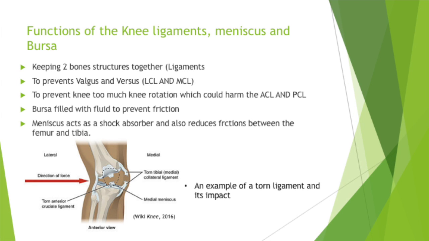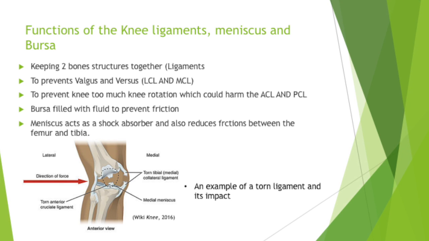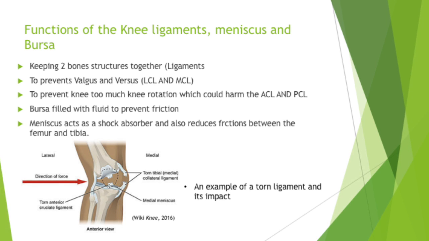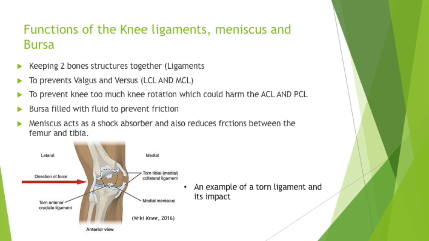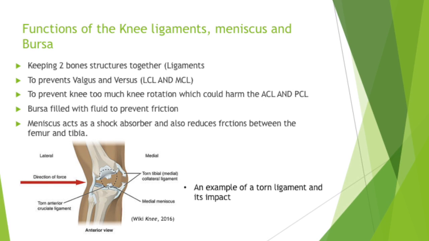Now we're going to talk about the functions of the ligaments, the meniscus and the bursa. As you can see in this picture, you can see how important the ligaments are. It keeps the two bone structures together. A damage to one end will rupture or tear the other end. Okay, firstly, the main function of the PCL is to stop the tibia posteriorly displacing off the distal end of the femur.